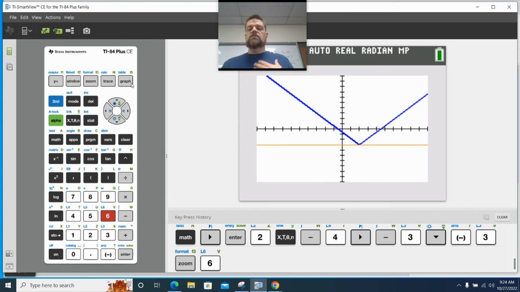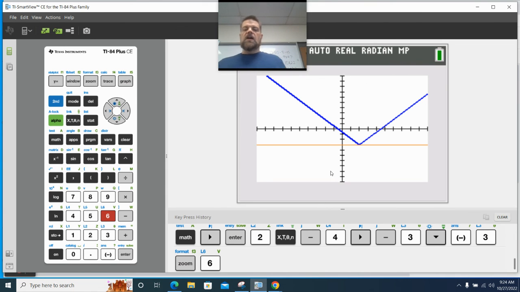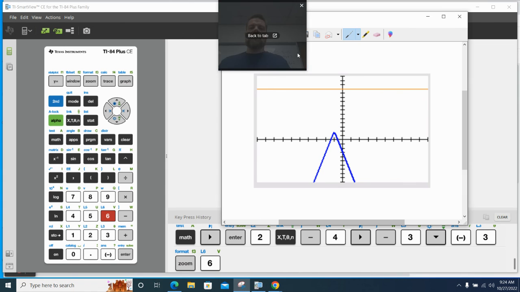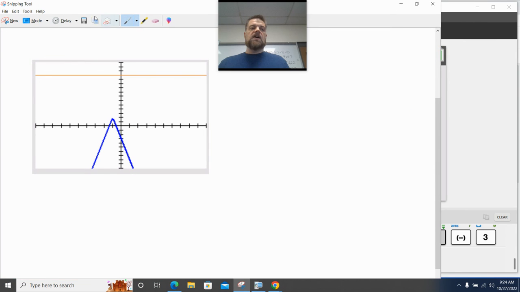And there we go. It crosses at the vertex. Those are your 3 options when you solve an absolute value function. It'll cross once, it'll cross twice, or it doesn't cross at all.